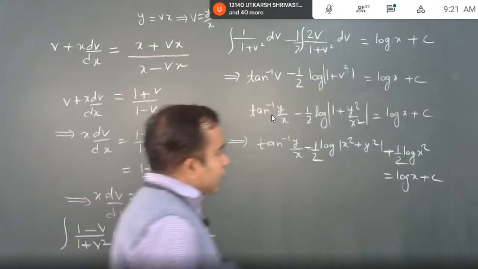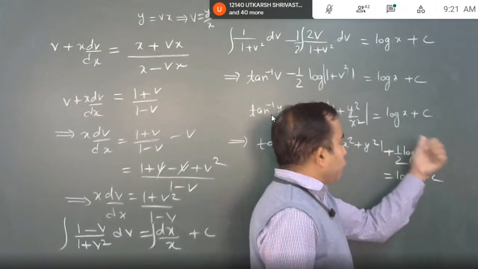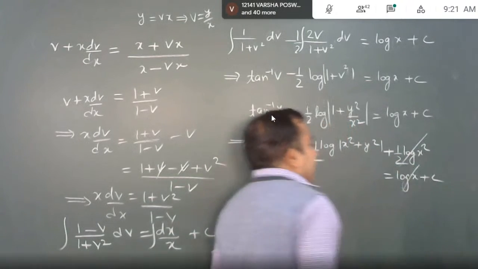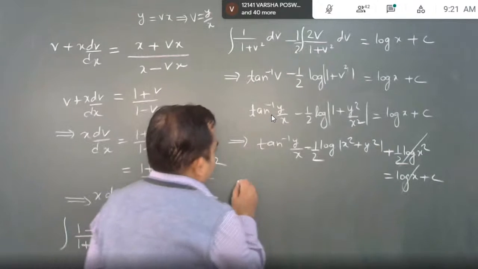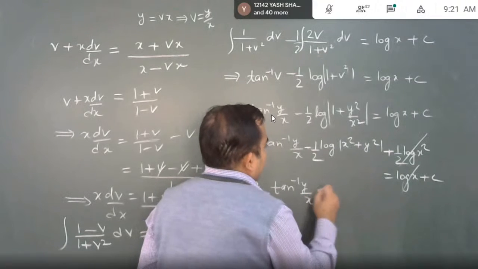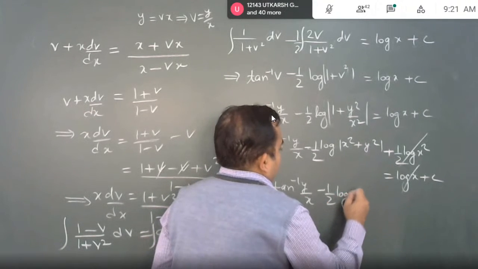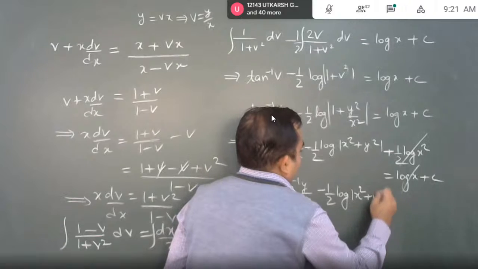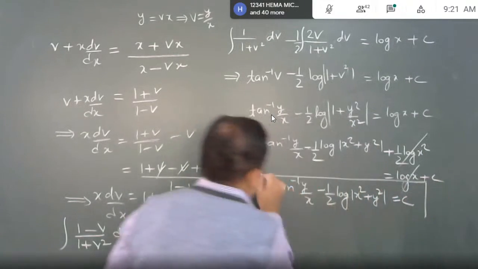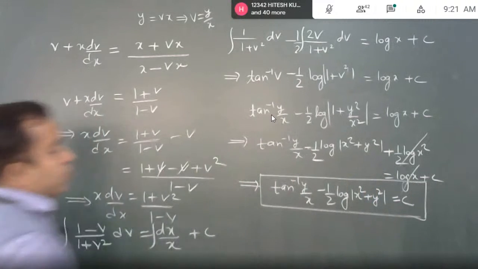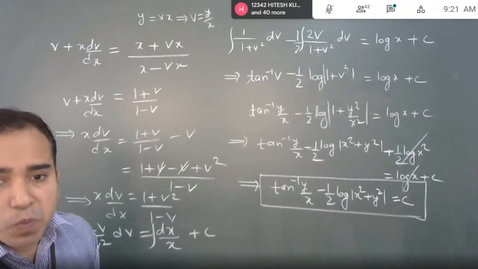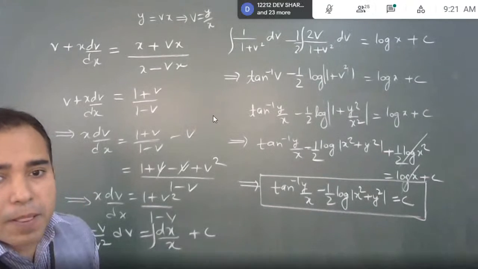And very easily you can see that half log x square, if you bring the 2 here, 2 upon 2 cancel, it is nothing but log x. So this log x gets cancelled with the right hand side log x, and here I receive my final answer, which is tan inverse y upon x minus half log x square plus y square. Students, please check and someone tell whether this is right or not. So this is the final answer. Correct, sir. Good.